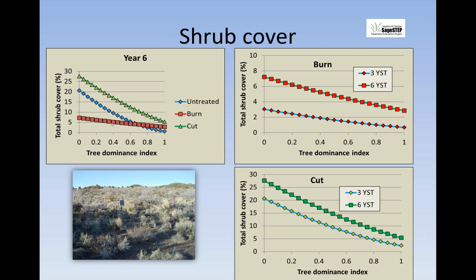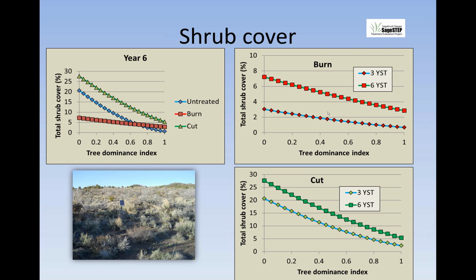But it's not like the shrubs come racing back. If you have more root sprouting shrubs like rabbitbrush, this might come back faster, but sagebrush is going to be slow to come back. So if you want to keep your shrubs, obviously you do a mechanical treatment because it doesn't reduce them. In fact, it increases them. So after 6 years you didn't get any reduction, and you got about a 5% increase in tree cover by doing the mechanical treatment.